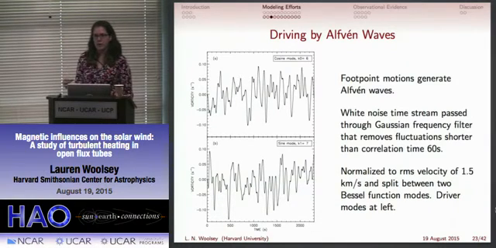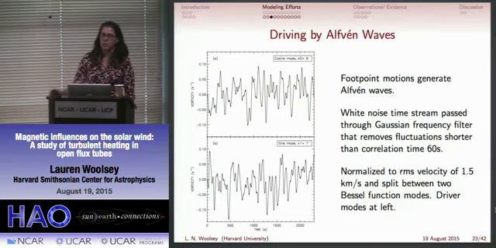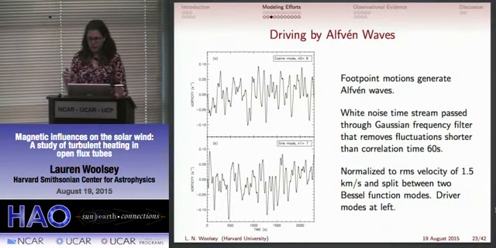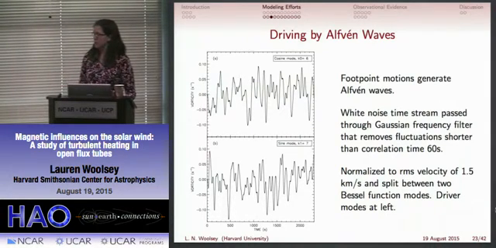So this driving by Alfvén waves we look at more in detail in BRAID. Again, this simple idea of the foot point motions being driven by granulation is still at play. But what we're doing now to be able to fully simulate that is a white noise time stream passed through a Gaussian frequency filter that takes out any fluctuations shorter than the correlation time of 60 seconds. And that comes from observations that I'll get back to in the observation section.